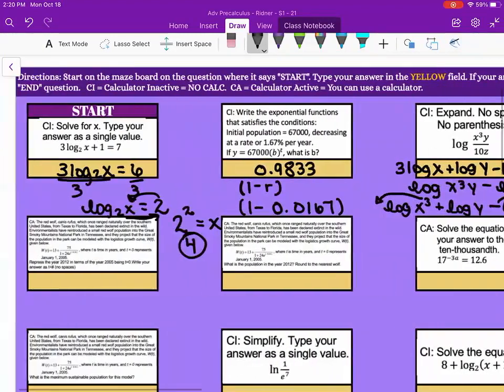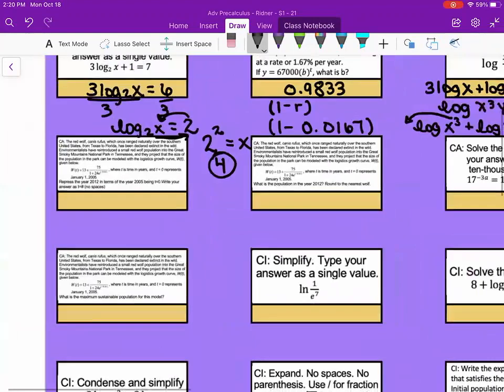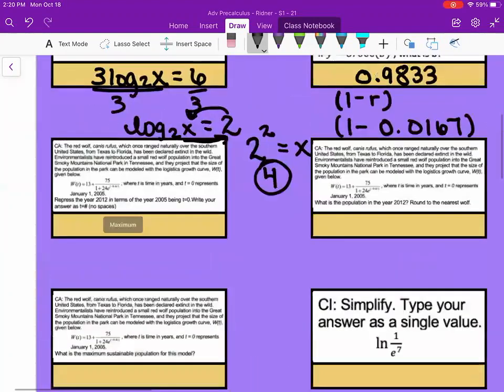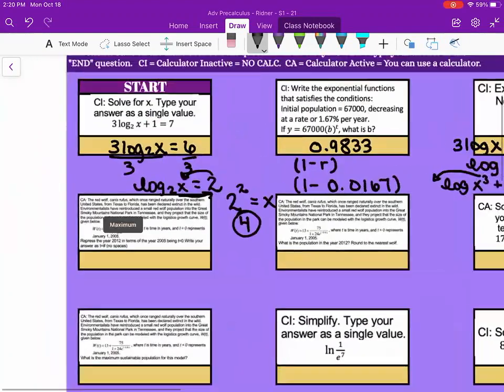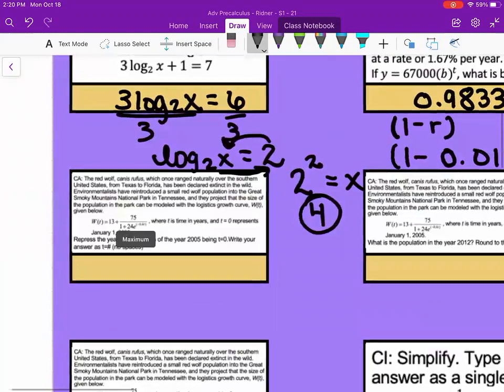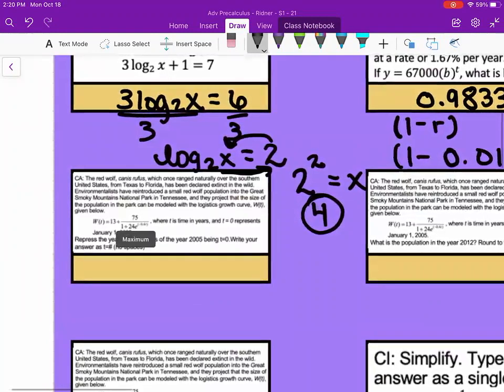All right. Same thing with these 3. We will do these 3 all together. It talks about a red wolf. We have this formula here. Remember, you can zoom in much better if you are looking at your own.